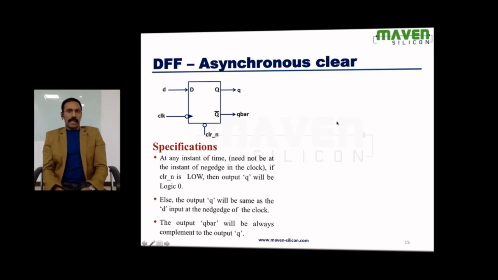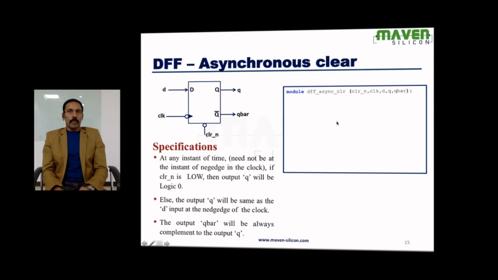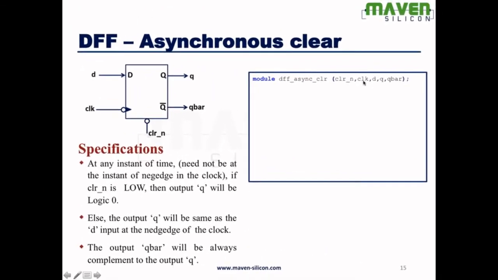Let's look at asynchronous clear. What we have seen is synchronous. Module, almost everything is same except sensitivity list. D flip-flop, asynchronous clear. All the ports, inputs, output. We are defining output as reg because for Q we are using always block. And for Q bar, we are using assign, almost same. Only the sensitivity list differs.